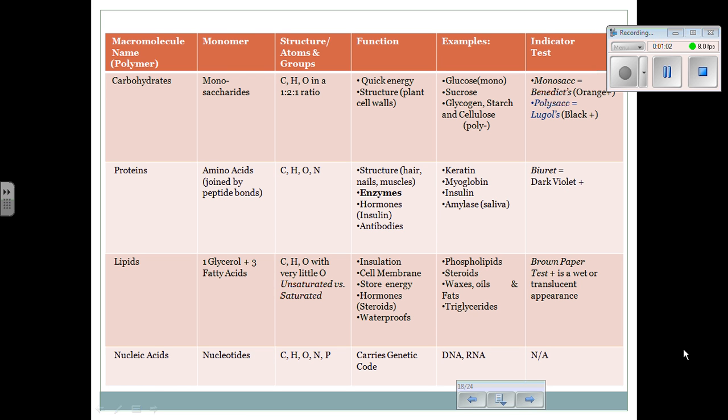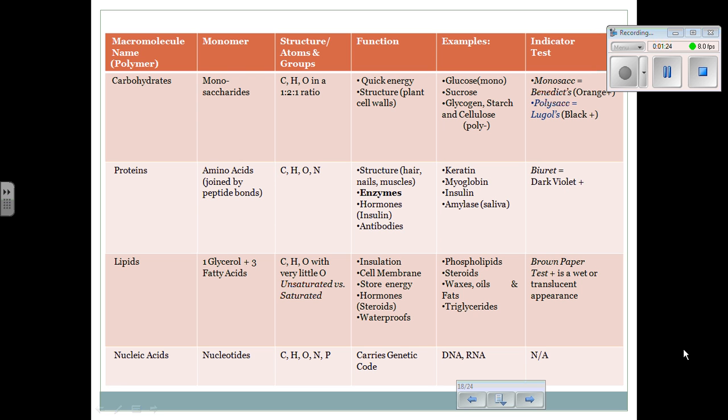The function of a carbohydrate is for quick energy, structure, for plant cell walls, and different examples. Anything with an OSE on it, OSE, is considered a carbohydrate. Glucose, sucrose, some glycogen, starches, cellulose.